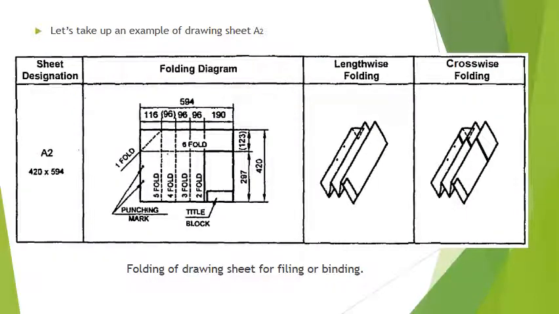Now let's take up an example of drawing sheet A2. In the table we can see sheet designation A2 with size 420 by 594 mm. In the second column we have the folding diagram in which it is shown with the creases about which the drawing sheet will be folded, with two punch marks where we have punch holes. In the third column we can see the drawing folded lengthwise, and in the fourth column we have the drawing sheet folded crosswise. This type of folding of drawing sheet will be used when we file or bind the drawing sheet.